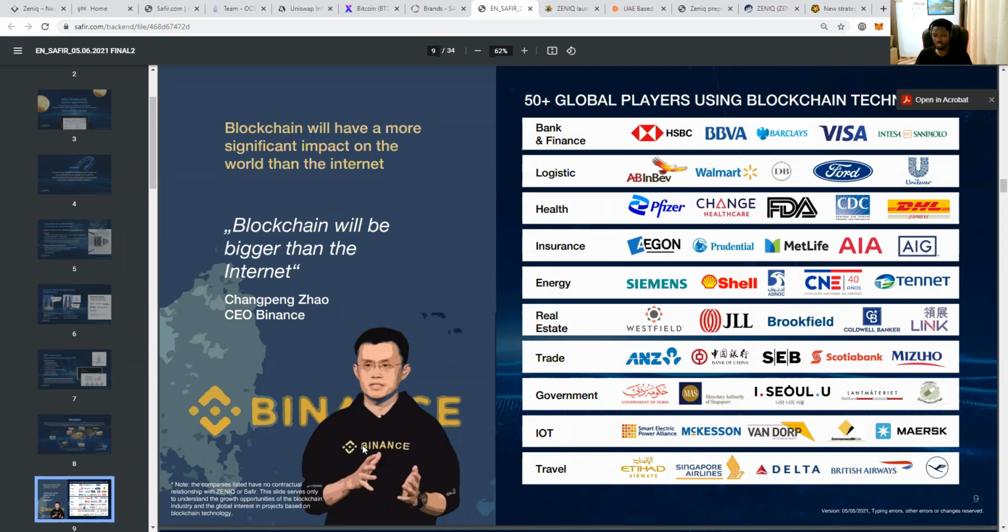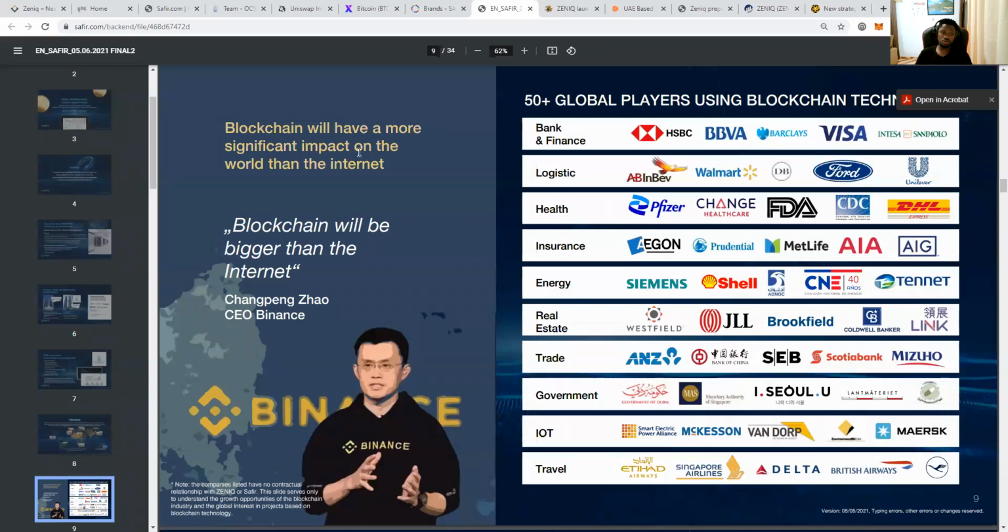The truth of the matter is, all these institutions you are seeing, those in banking and finance, logistics, health, insurance, energy, real estate, trade, governance, internet of things, and travel, all of these firms are participating on the block space. This is so amazing. All of these firms have participation on the blockchain as we know it. So blockchain is not only meant for a group of people or a sect of people. It depends on how knowledgeable you are with respect to the technology and how you can leverage or take advantage of it.